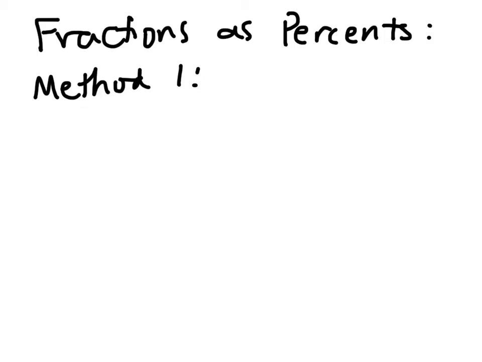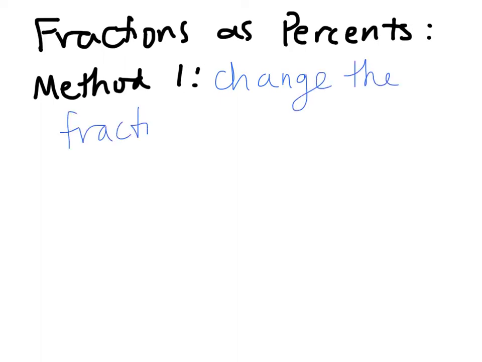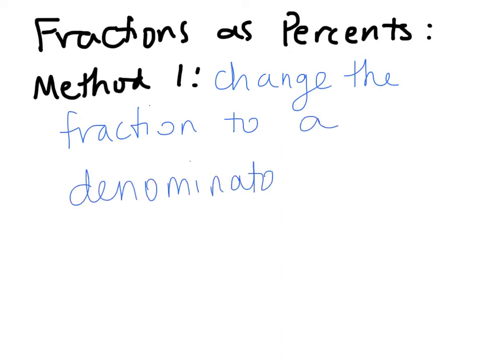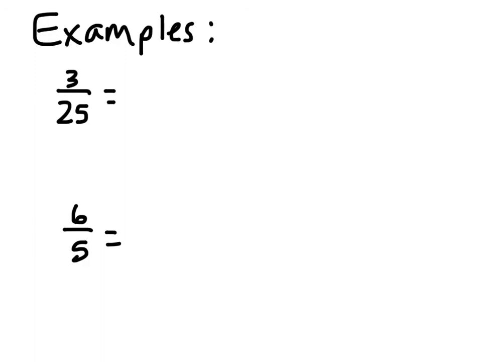Now, fractions as percents. We have two different methods. Method 1 works if we have a specific type of denominator. So method 1 is to change the fraction to a denominator of 100. Okay, but again, that doesn't always work. Let's look at some examples where it does work.